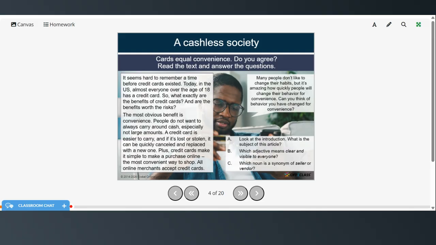So look at the introduction. What is the subject of this article? Well, credit cards, the subject. What adjective means clear and visible to everyone? It's obvious. And which noun is a synonym of seller or vendor? It would be merchants.